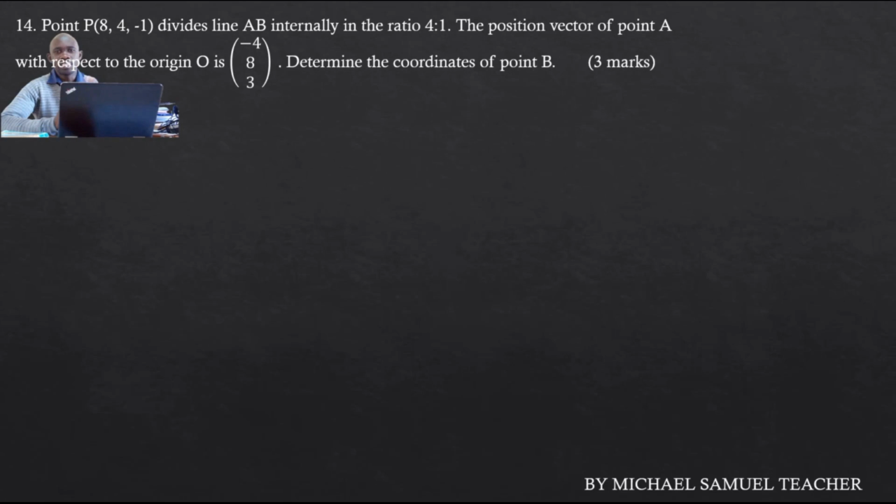Next question, which is question 14. Point P (8, 4, -1) divides line AB internally in the ratio 4:1. The position vector of point A with respect to the origin O is (-4, 8, 3), that is in column vector. Determine the coordinates of point B. We look at this question. It comes from Vectors 2.